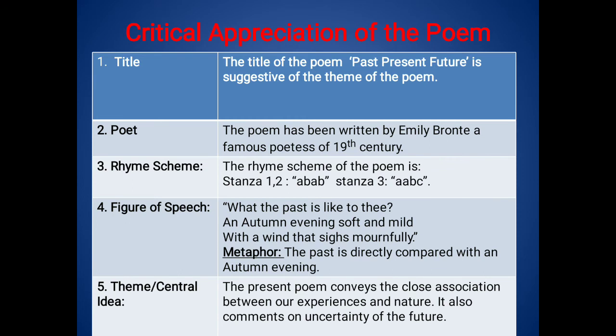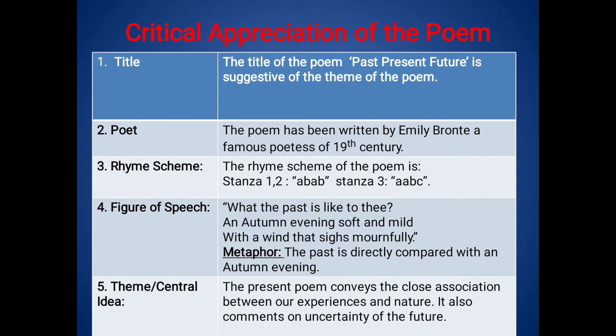The first 2 points are very simple, because they are the title and the poet. You will get the title and the name of the poet in the question itself. So it's not a difficult task to find out the title and poet. Here I have written: the title of the poem, Past, Present, Future, is suggestive of the theme of the poem. It means it is related to the theme of the poem, because the poem is all about the past, present and future.